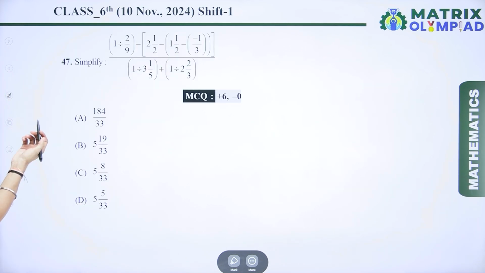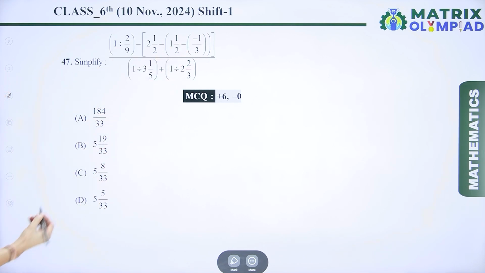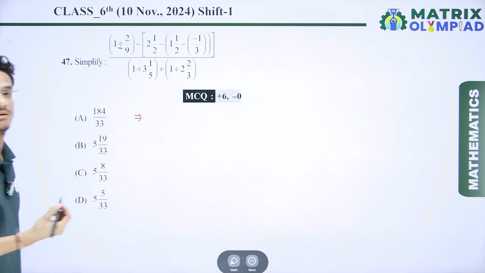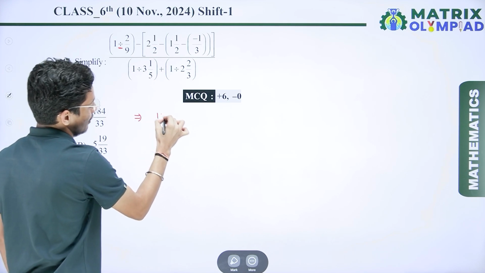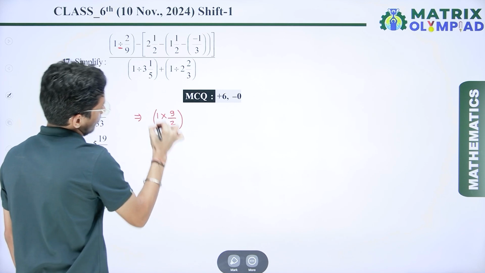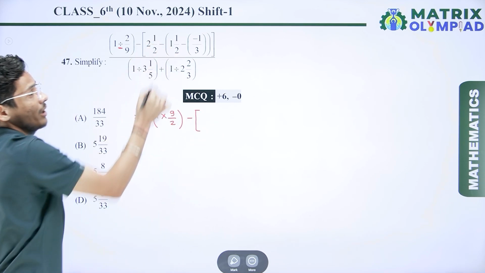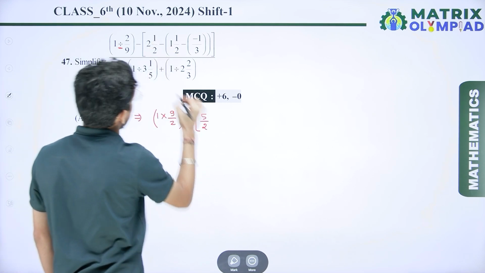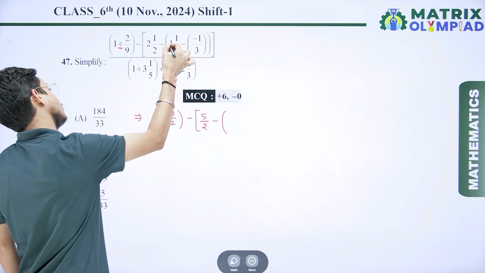Now the next question: simplify. Here we have been given this expression and we have to simplify, right? First I write here: we know here we have a divide sign, so first I convert the divide sign into multiplication. So I can write 1 multiplied by 9 upon 2. Again we have a minus sign, so I take minus bracket 2 and 1 by 2. If I convert this simply, I can write 5 upon 2 minus bracket 2 multiplied by 1 is 2, 2 plus 1 is 3, by 2.